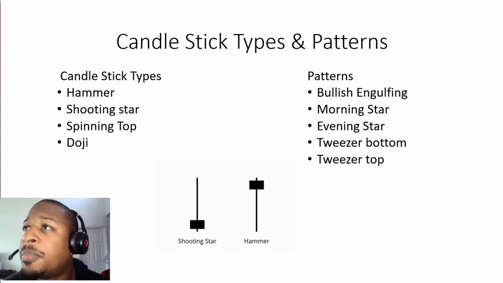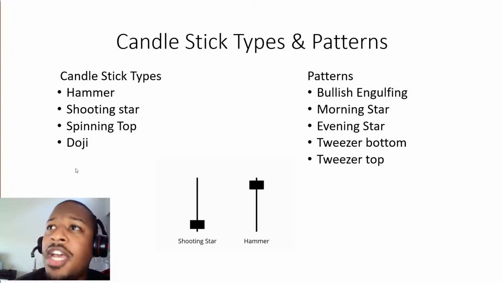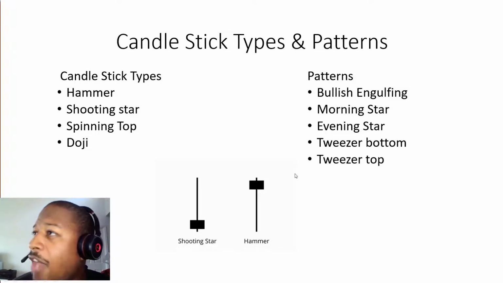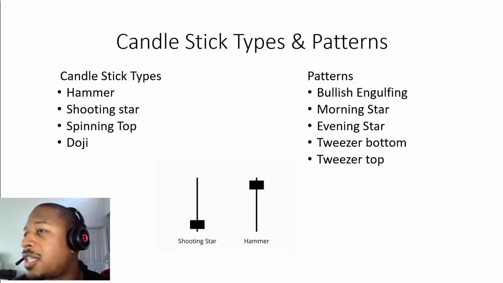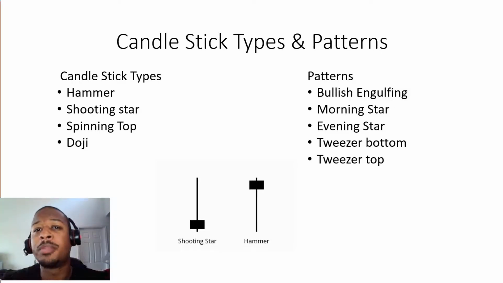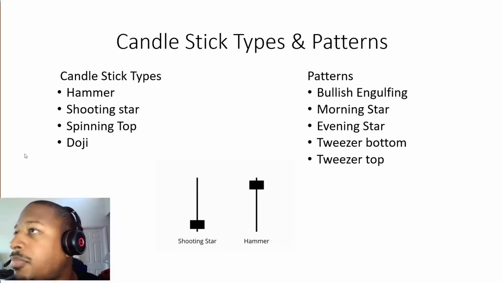So here are some of the candlestick types we're going to cover: the hammer, the shooting star, the spinning top, and the dojis. Pattern-wise, we're going to talk about the bullish engulfing and the bearish engulfing, the morning star, the evening star, the tweezer bottom, and the tweezer top. These are some of the most common patterns and candlestick types that traders recognize and see. And of course, what that does overall is play to the psychological aspect of buyers and sellers and how they are going to treat a security. That's why you need to know this. Pretty easy.